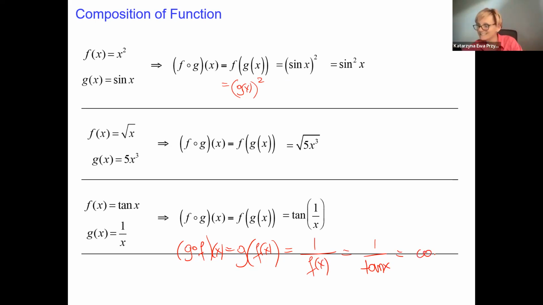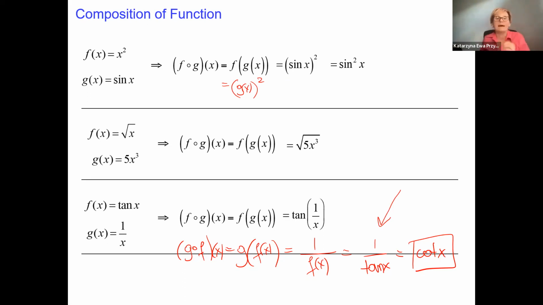1 over tangent is cotangent. Funny, we can still use the quotient rule on this one, but it's quite interesting. 1 over tangent means we think of 1 over x as the outer function and tangent as the inner function. For the top line in this part, tangent is the outer function and 1 over x is the inner quantity.